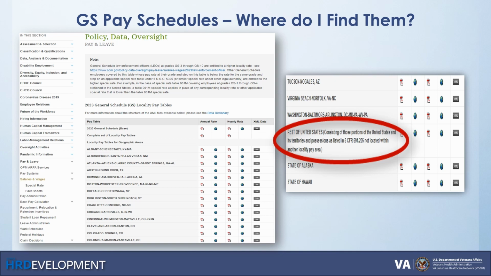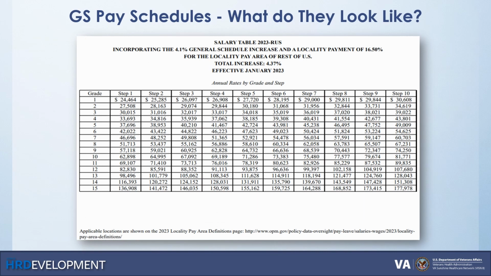In the GS pay tables, you can see they have all the pay tables from the nation. If you cannot find a pay table for Florida, for a specific city, or New York or another area, you will go to the rest of the United States, which includes the Caribbean. Here, as you can see, I highlighted the rest of the United States. So this is how that pay table looks.